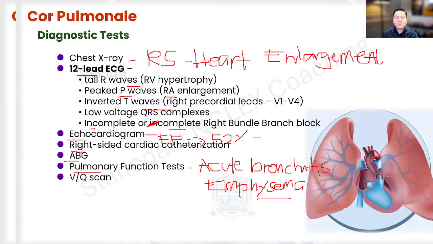Now let's talk about the VQ scan. So what is this? Basically, this is going to give us an idea if the cor pulmonale is caused by maybe a pulmonary embolism that could have lodged into one of the major arteries. And again, it will give us an idea if the high pressure in the pulmonary artery is caused by that blood clot.